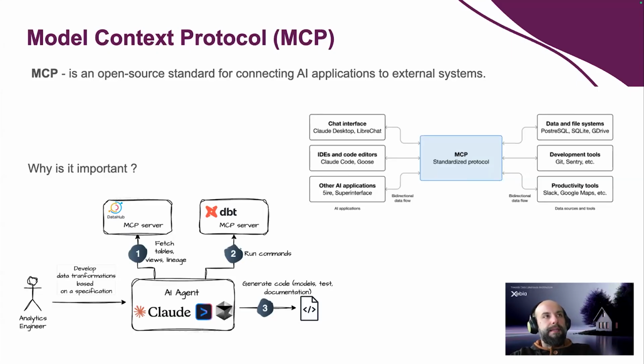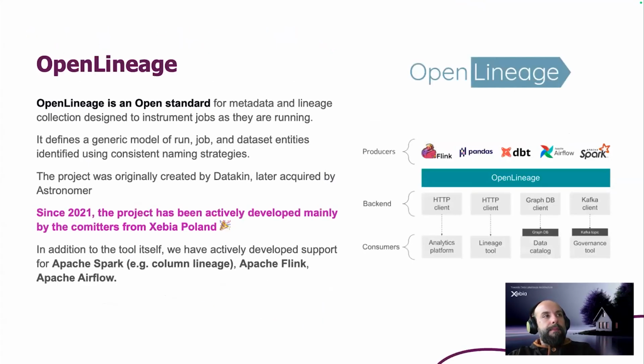This is becoming really crucial to make your data analysts, analytics engineers, or data engineers more productive. Next is OpenLineage, because OpenLineage is right now the de facto standard. In our companies or organizations, it's very important that you have a clear understanding of how your datasets are generated and what the relationships between datasets are.